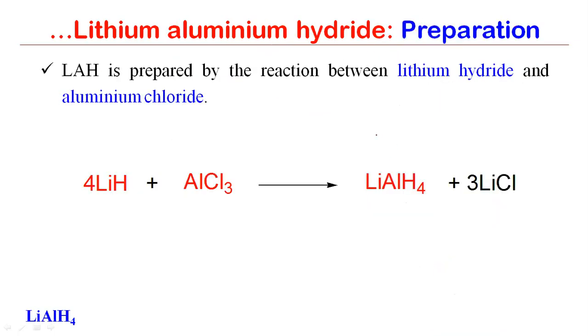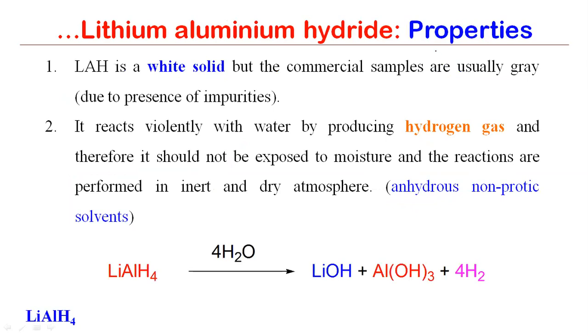All right. As far as the preparation is concerned, whenever we treat lithium hydride with AlCl3, aluminum trichloride, we get LiAlH4. So the preparation is very easy. All right, now we are coming to the properties. We will discuss three important properties of lithium aluminum hydride.